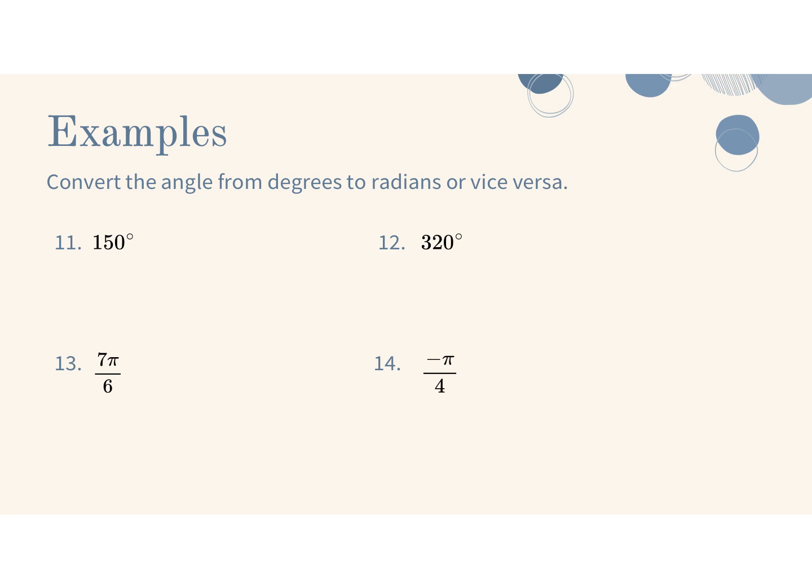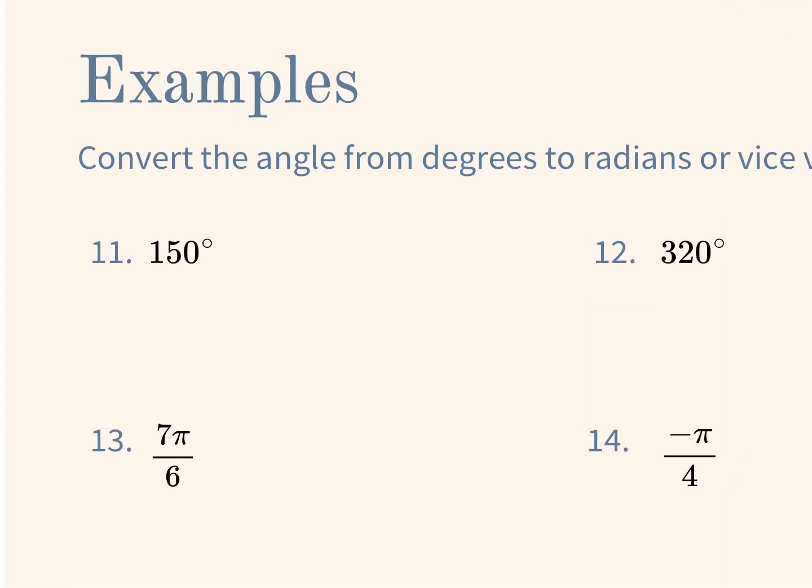Let's convert 150 degrees to radians. How do I know it's in degrees? Because there's a degree symbol. So let's multiply this by pi over 180. I know that this is correct because the degrees cancel out. And then we're left with 150 pi over 180.